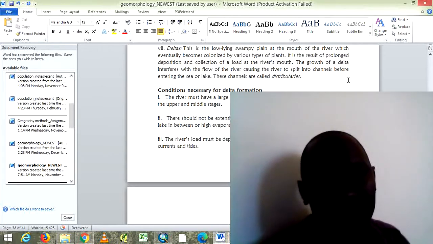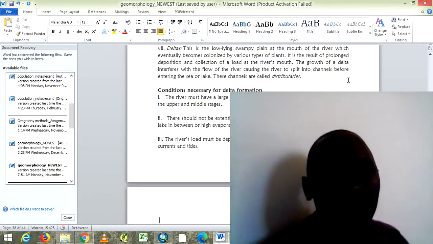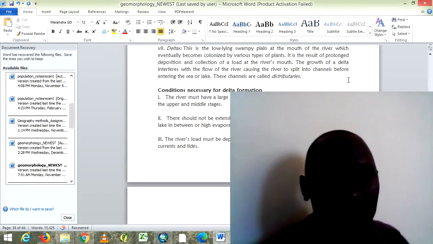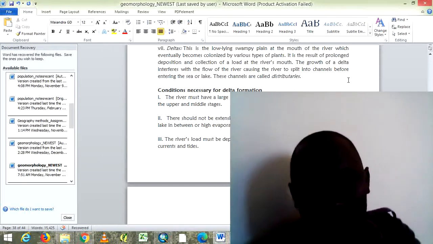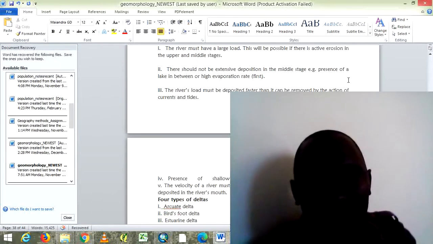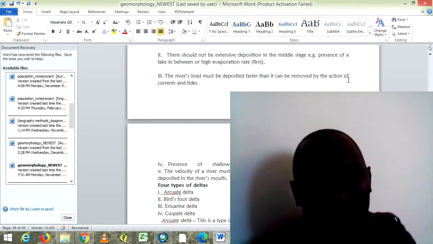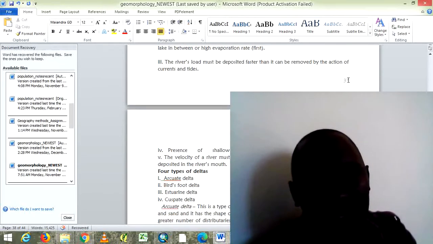So that all the material is not deposited in the old stage. The river's load must be deposited faster than it's being removed. You know, for a feature to form as a result of deposition, it means that the rate of deposition must be higher than the rate of erosion. But if the rate of erosion is higher than the rate of deposition, then the feature will not form. The presence of a shallow joining sea or continental shelf is necessary for formation of a delta, and then the velocity of the river must be sufficiently low to allow most of its load to be deposited in the river's mouth. Deltas are of four types.